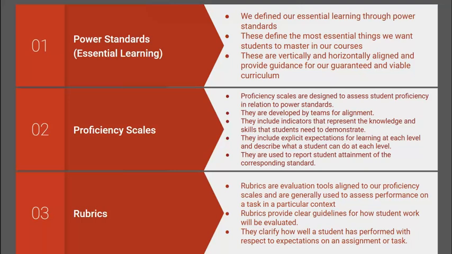And our last definition is for rubrics. We've used proficiency scales and rubrics synonymously in the past, and a proficiency scale is a rubric. It's a rubric that's tied to the power standard or essential standards for a course. And in general, rubrics are evaluation tools that are aligned to our proficiency scales and are used to assess performance on a task in a particular context. Rubrics provide clear guidelines for how student work will be evaluated, and they clarify how well a student has performed with respect to expectations on an assignment or a task.